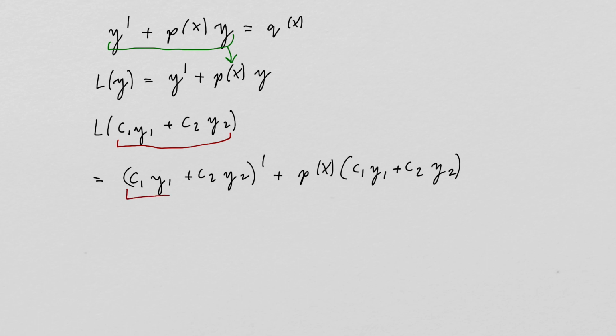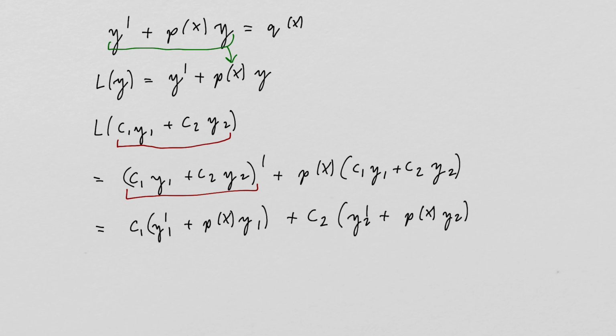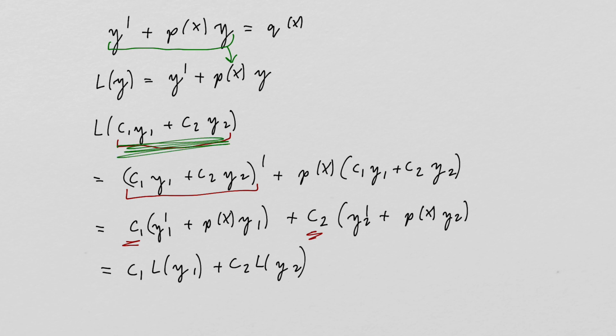Now the differentiation is a linear operation, so it means that we can take the derivative separately. So it seems that we can now do this thing. We can gather the terms like this and take C1 and C2 as common factors. And this is what we got. L from this linear combination is the linear combination of these L's. So this shows that L is linear.